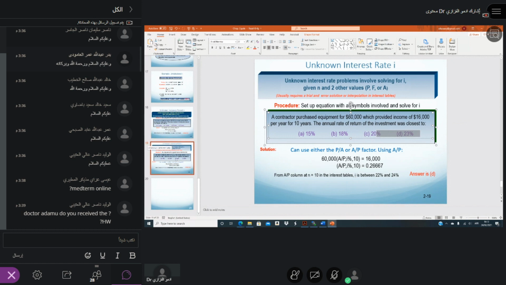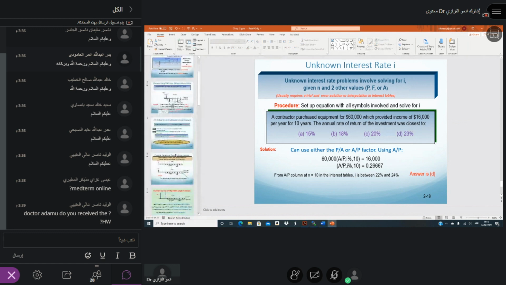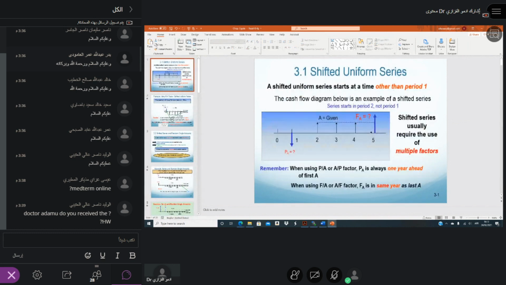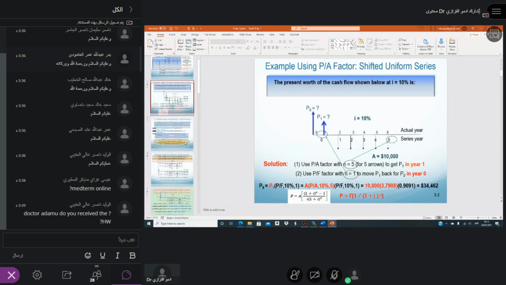So these are the scenarios we have. Just to revise what we did, in a scenario where you have shifted series, the amount, or the given value or whatever, will start at a year other than period one. So it's shifted. And this type of series, you can have a shifted uniform series in which all the values will be uniform. That is, they will have the same amount. This is when you call it a shifted uniform series.